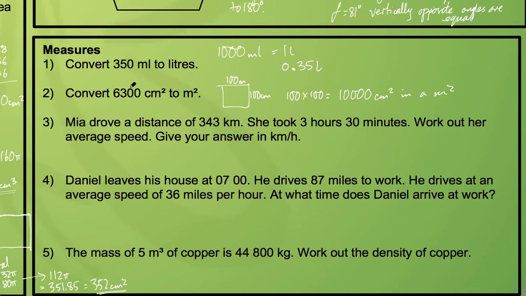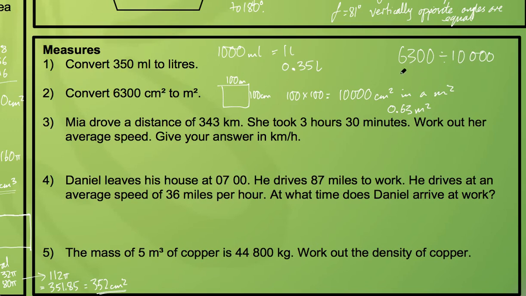So if I need to convert this, I don't have 10,000 here. I've got one less than in the column next to it, 6,300. So that is going to be 0.63 meters squared. I take that 6,300 and I divide it by that scale factor of 10,000, and that gives me my answer of 0.63.